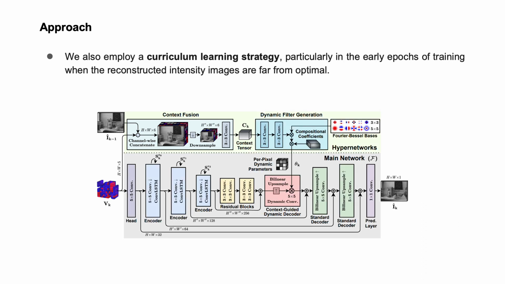We also employ a curriculum learning strategy to train the network more robustly, particularly in the early epochs of training when the reconstructed intensity images are far from optimal. This curriculum learning strategy allows the parameters of the hypernetworks to be learned more robustly, enabling the training process to converge to a better performing model.